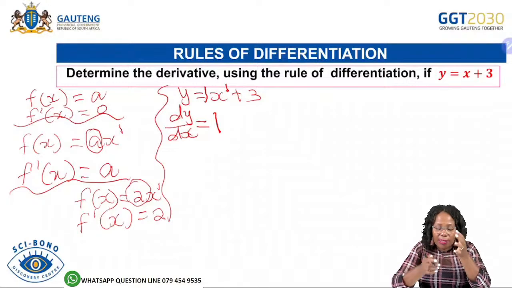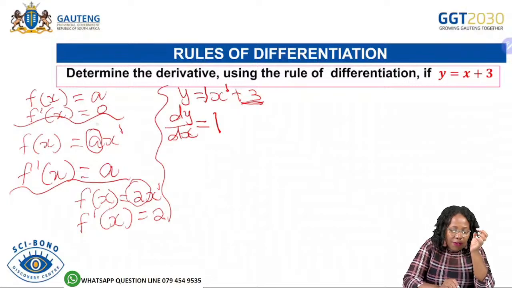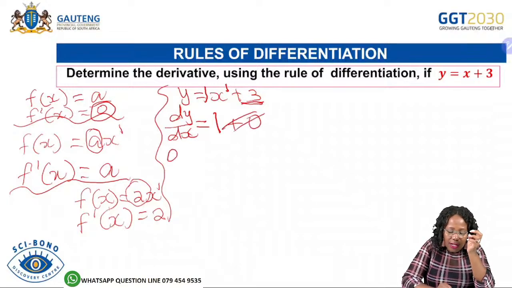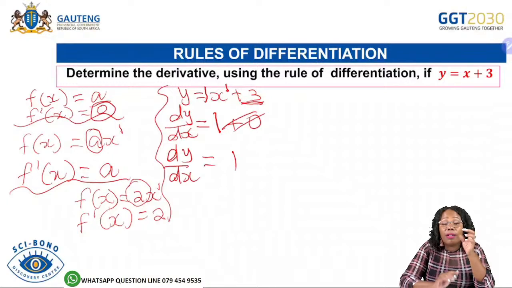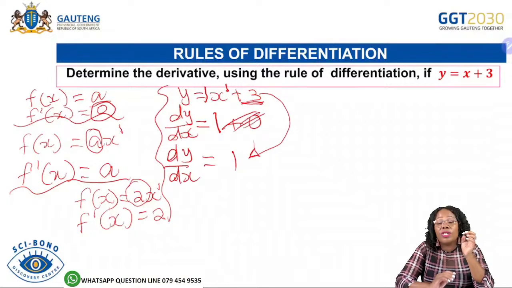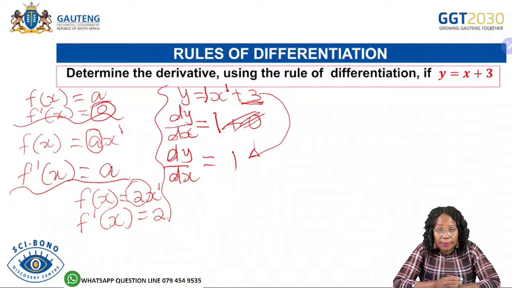Now I'm looking at the next term. This is a constant number, 3. If it's a constant number, the derivative is 0. Grade 12, we were supposed to write plus 0 there, but there's no need for that. You can just tell us the answer is dy dx equals 1. Even if we don't indicate a 0 there, we know there's a 0 there.